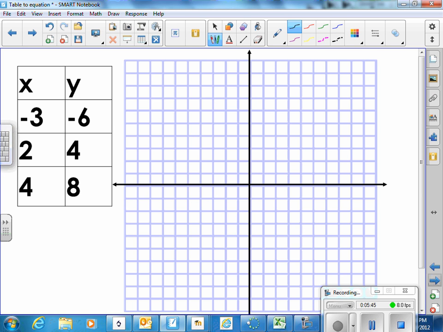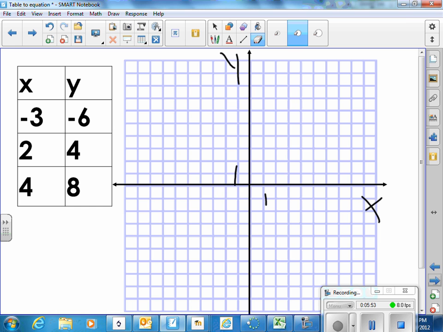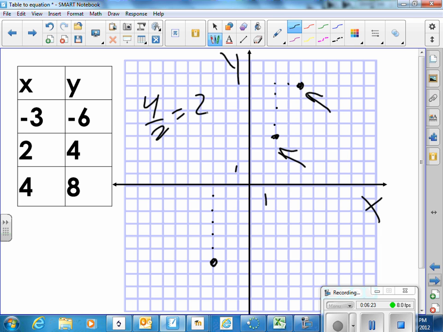Go to negative 3. Oh, I need to label these. Each square will be worth 1. And we go to negative 3, negative 6. 1, 2, 3, 4, 5, 6. Then 2, comma 4. 4, comma 8. So to get from this point to this point, we go up 1, 2, 3, 4 over 2. Slope is 4 over 2, which is 2.